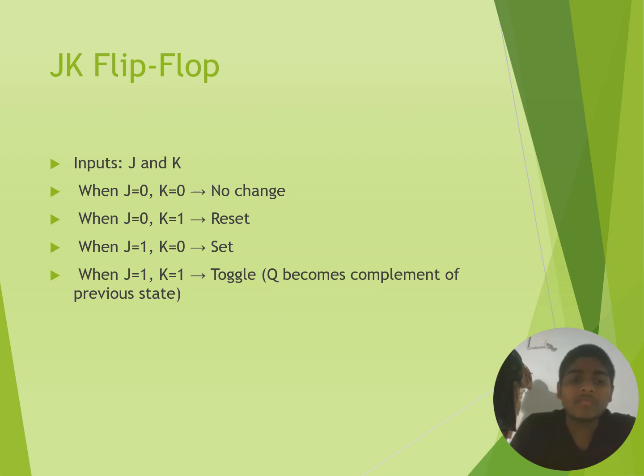Like SR flip-flop, when J equal to 1, K equal to 1 is toggle. Toggle means Q becomes complement of previous state. When J equal to 0, K equal to 1, it is reset. It is the complement of the set. And J equal to 1 and K equal to 0, it is the complement of the reset. Those are the inputs of the JK flip-flop.